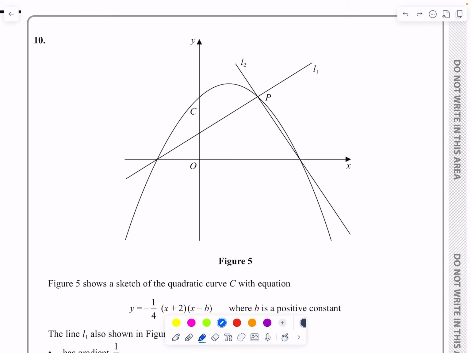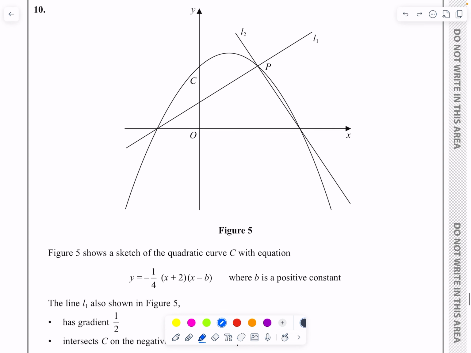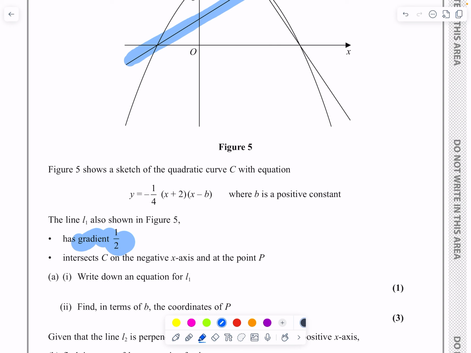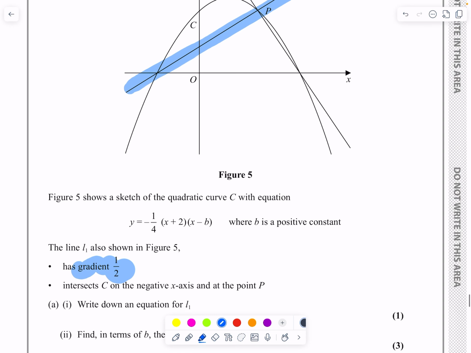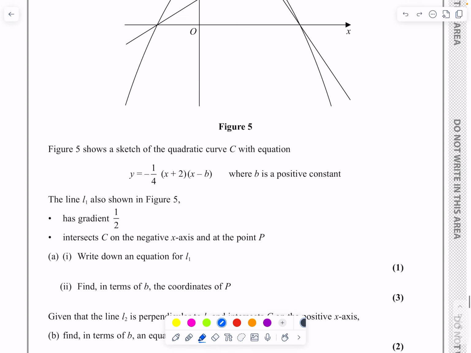So let's have a look at all the information. It tells me figure 5 is a sketch of the quadratic. So this thing here is given by that function there. It also tells me we've got line L1, and that's got gradient of a half, and we can see that it intersects with C on the negative axis here and at the point P there. I will go through the rest of it, but that's enough to be able to do part A.